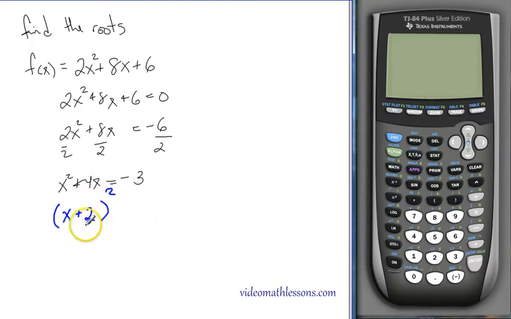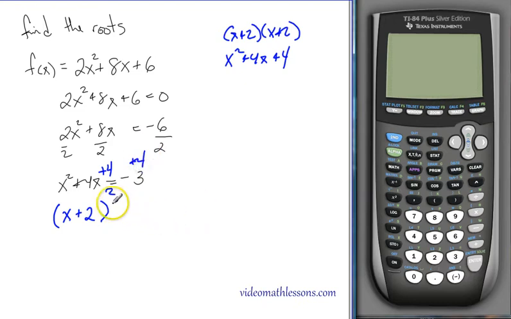Now if I actually FOIL this out, you get x squared plus 4x plus 4. Let me just show that up here so you can see why we're doing this. After this, I will not do this anymore. Up here, we have x squared plus 4x. There is no 4. So if I want this to be a true statement, I have to add 4 to this side. And since this is an equation, whatever you do to the left side, you should do to the right side to keep it balanced. So I'm going to put a plus 4 over there.